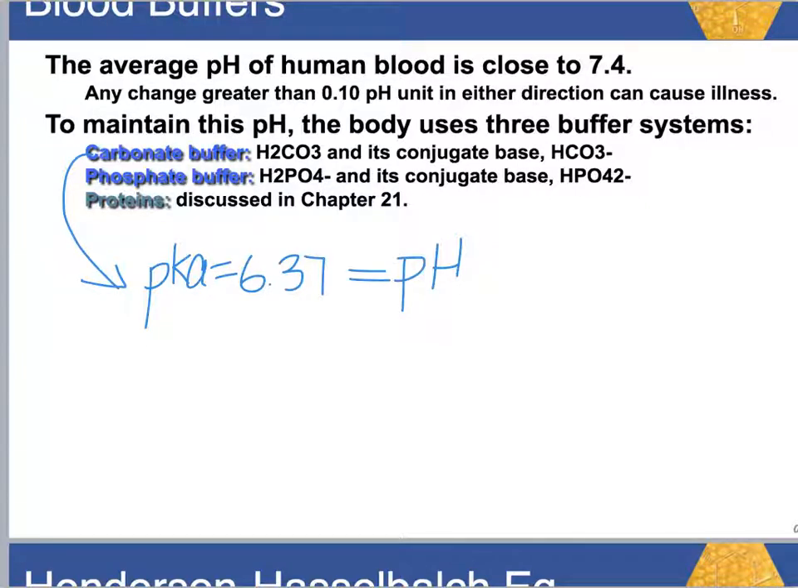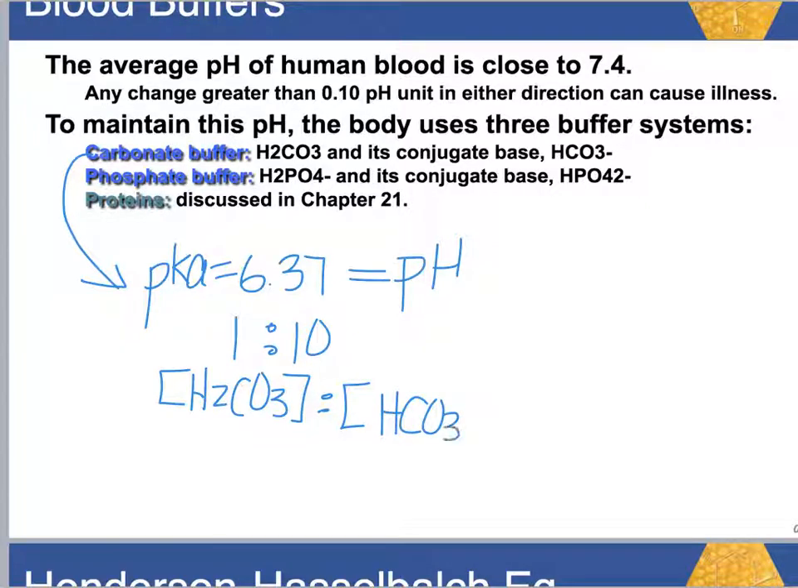So as I said, the human blood is close to 7.4. Well, the only way it can remain close to 7.4 is if the concentration of the carbonic acid and the conjugate base, hydrogen carbonate, are not even. The actual ratio is 1 to 10. So 1 to 10 for the acid to the base.